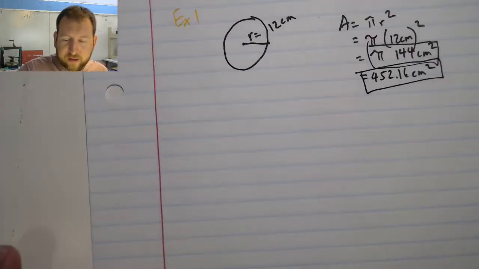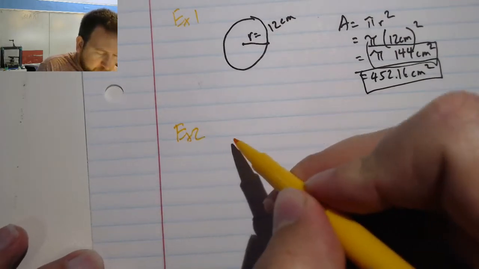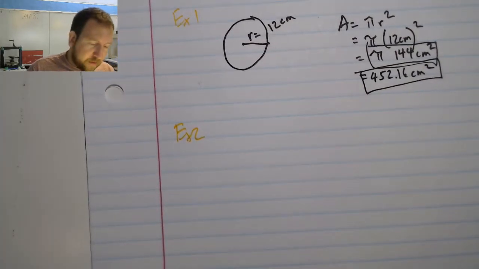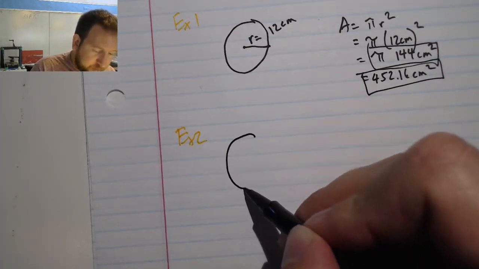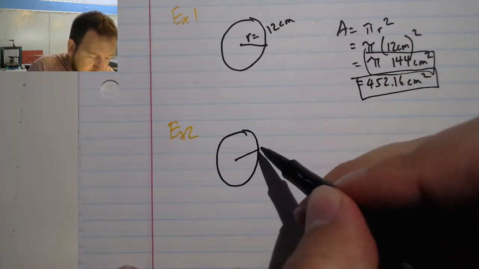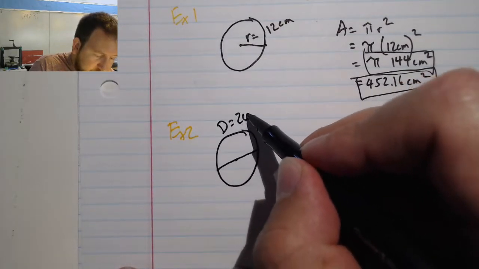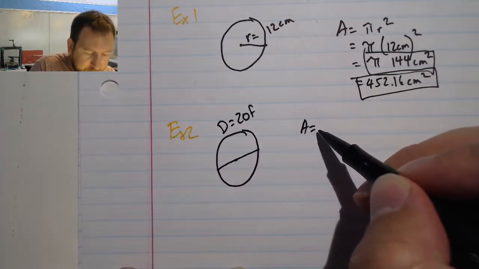One quick other example. Sometimes they give us the diameter. And here's how we would go about figuring that one out. That was a terrible circle, my apologies. This time, the diameter equals 20 feet. What's the area?